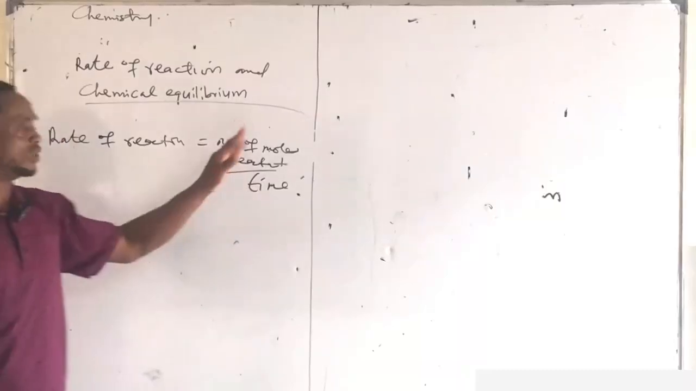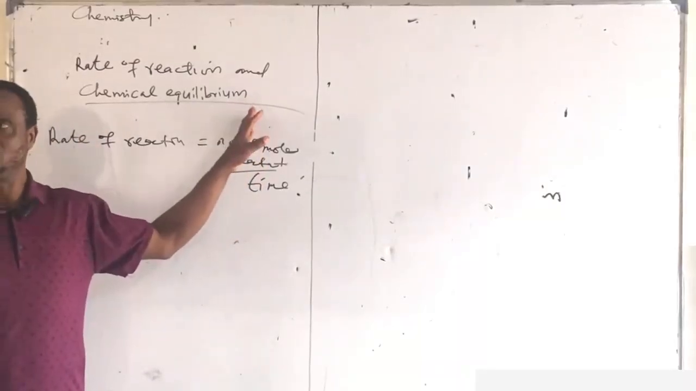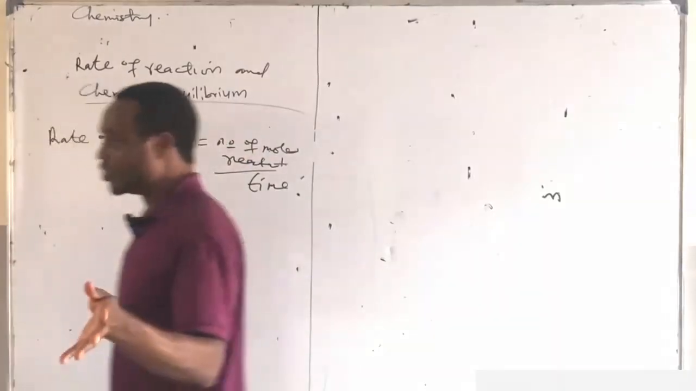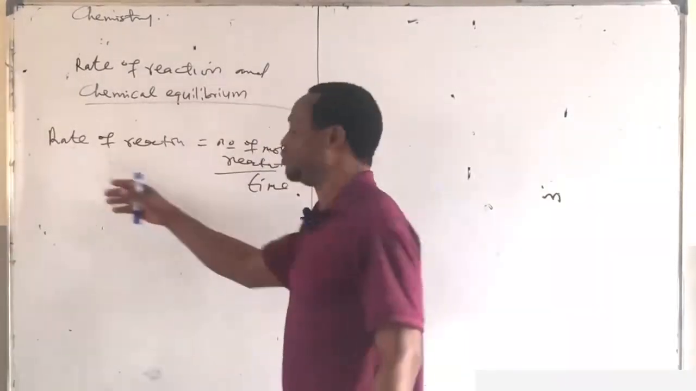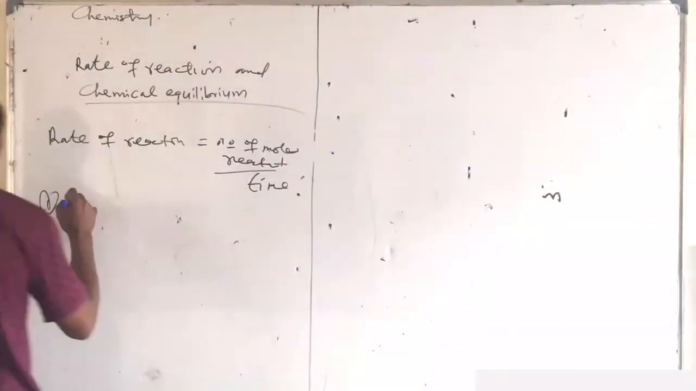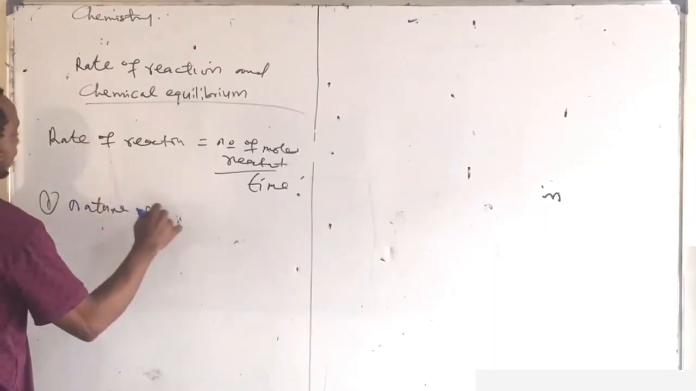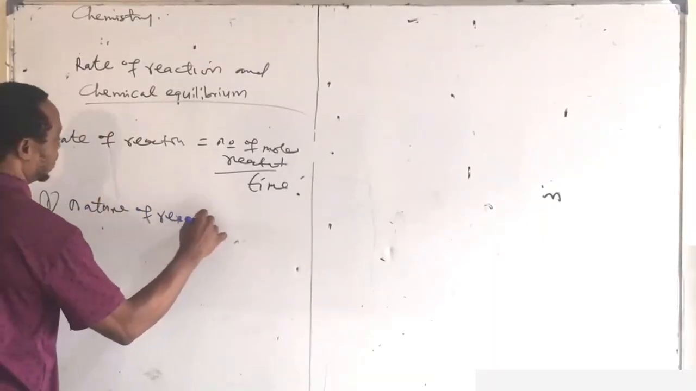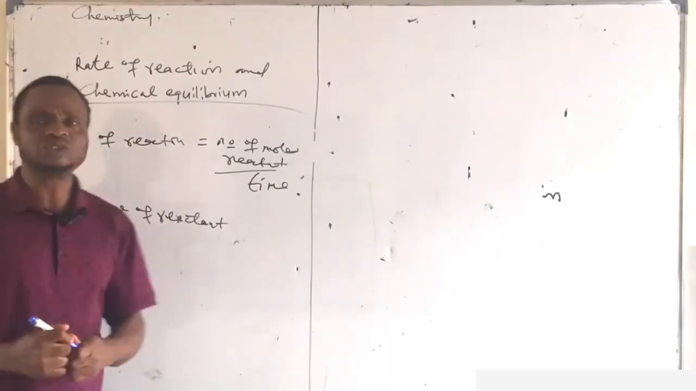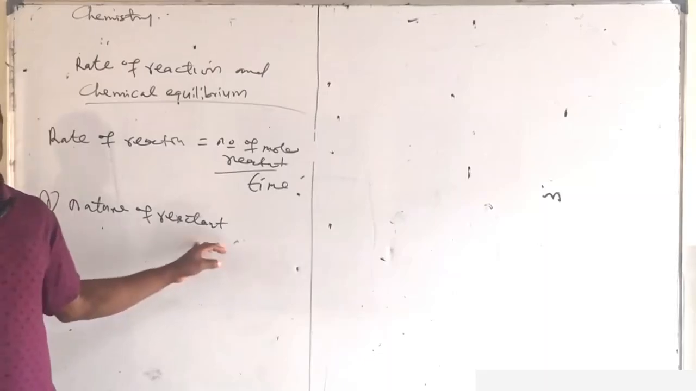Now, what we're talking about here mainly is the factors which will make the reaction fast or slow. So we talk about factors affecting chemical reaction. Number one is the nature of reactants. Some reactants, when they are in solid form, don't tend to react fast.